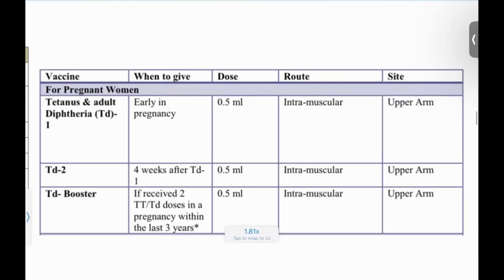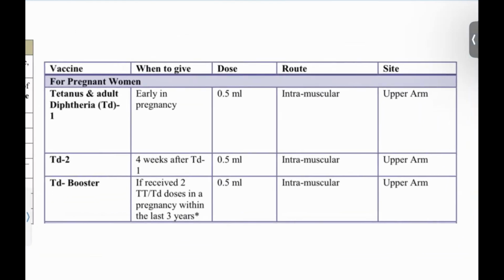Next one is vaccination for pregnant patients. For a pregnant patient, you are going to give the TD. In our PHCs, we give the TD. First, as early as possible in the first trimester, you give it intramuscularly to pregnant women. And the second dose is given 4 weeks apart. So if she came in the first trimester, next month you give the tetanus dose.